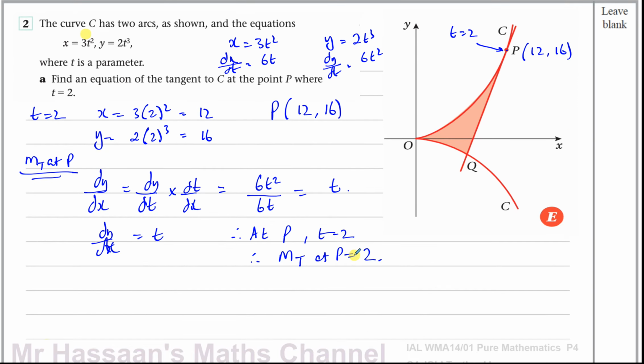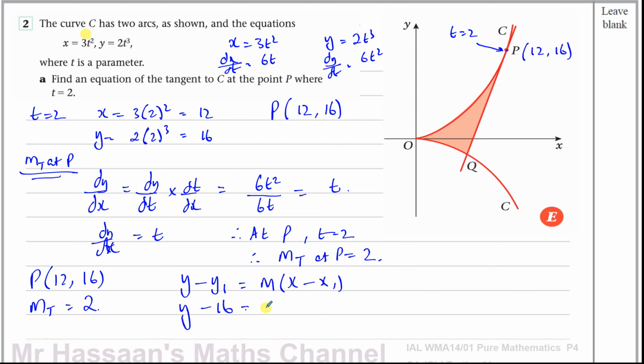Okay, so we now have the point P, which is 12, 16, and we have the gradient of the tangent at P, which is equal to 2. So we can use y minus y1 equals m times x minus x1. So y minus 16 equals m times x minus 12, where the gradient m is 2.